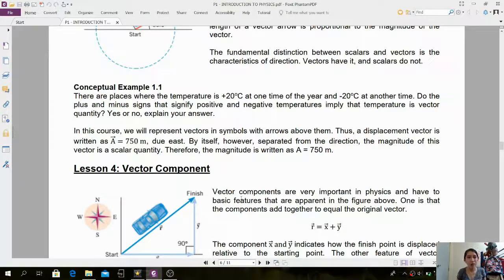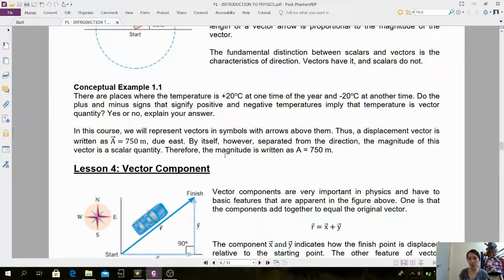We have a conceptual problem here. So there are places where the temperature is positive 20 degrees Celsius at one time of the year and negative 20 degrees Celsius at another time. So do the plus and minus signs that signify positive and negative temperatures imply that temperature is a vector quantity? Yes or no? And explain your answer.